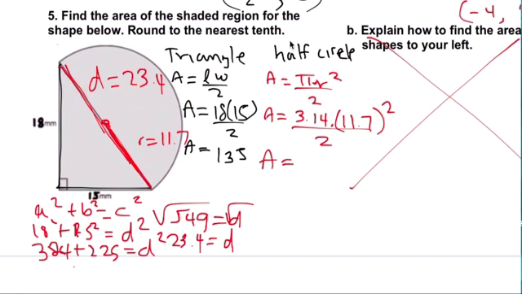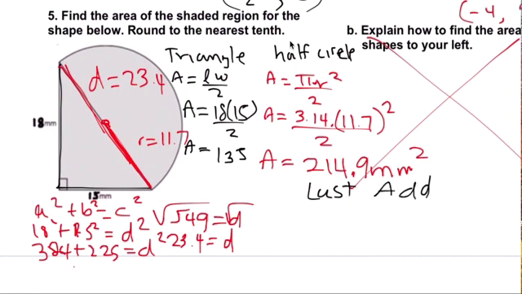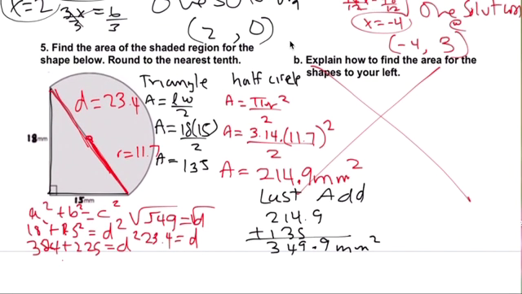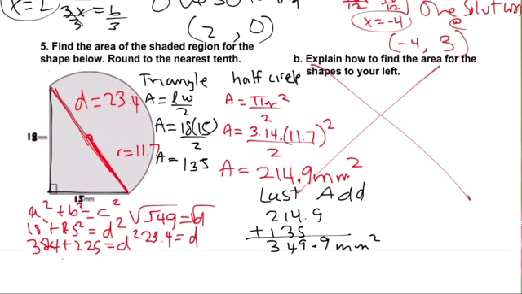If you do that correctly, you should get the answer of 214.9 rounded to the nearest tenth. And this is millimeter squared. So the last thing you're going to do is add it, right? 214.9, add that 135. We get that answer, millimeter squared. Okay, hope that helps. That's your homework. I know it's a little bit more than normal, but rarely.